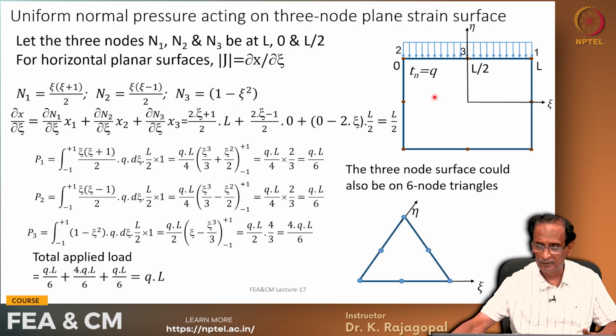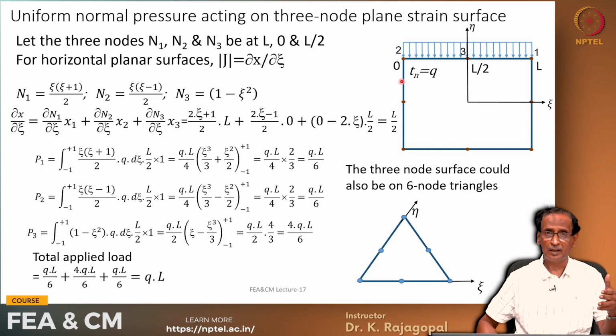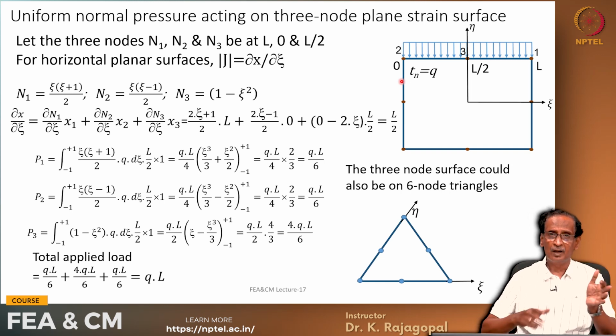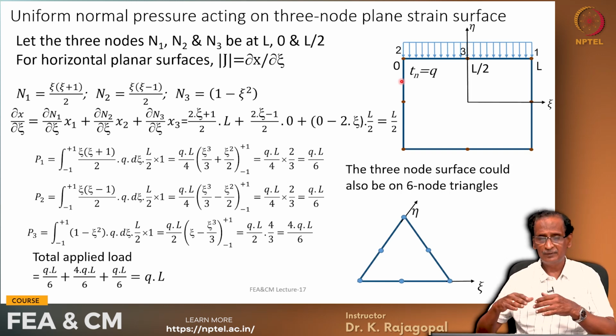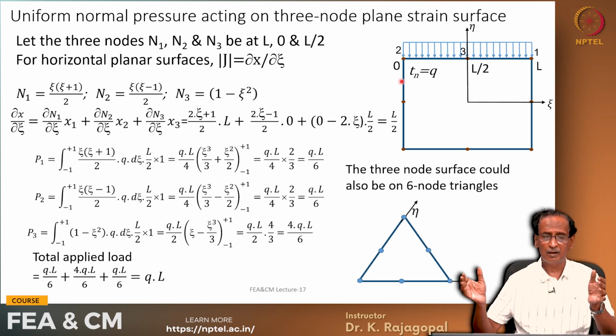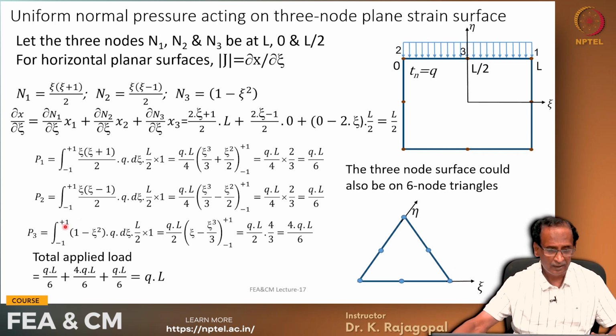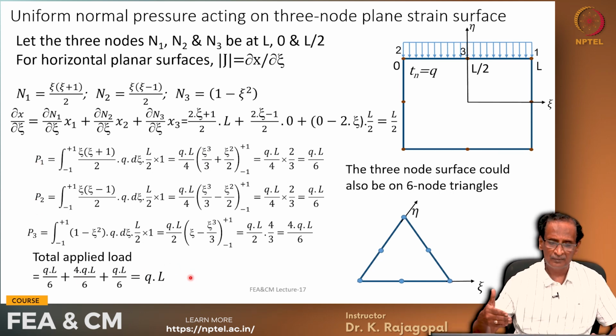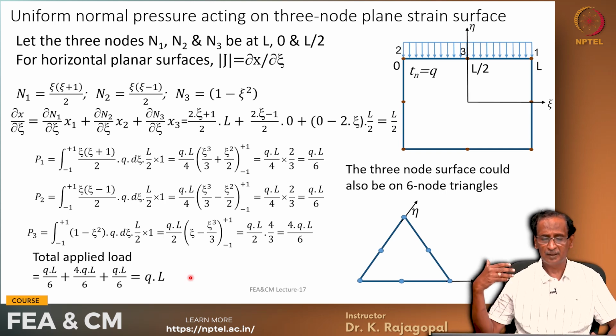It is 4 times the load at the two corner nodes, and a similar response we have also seen when we calculated N transpose B or B transpose sigma. Always the mid side node has a higher contribution compared to the corner nodes. If you add up P1 plus P2 plus P3, it comes to QL, and we are considering unit length in the perpendicular direction, because this is a plane strain case.